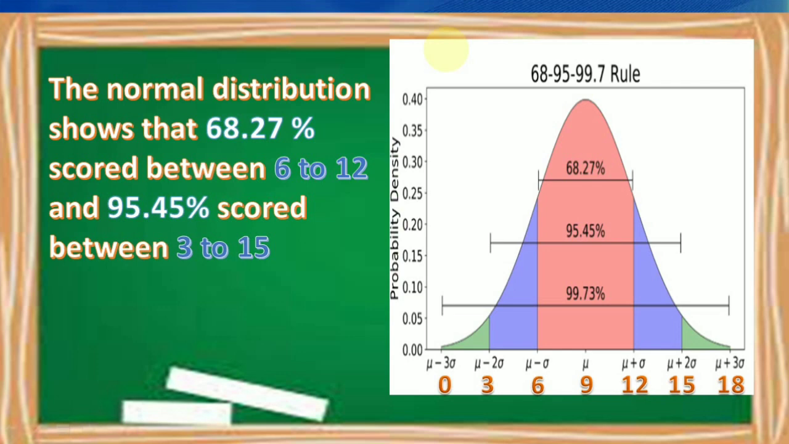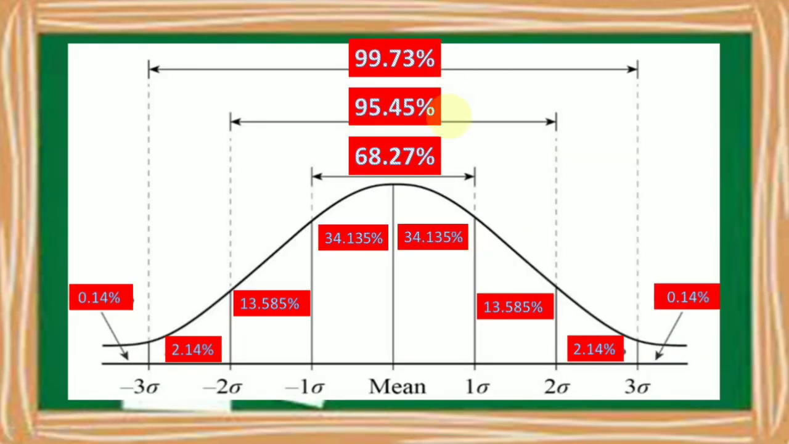The normal distribution shows that 68.27% scored between 6 to 12 and 95.45% scored between 3 to 15. We have here the figure of the normal curve divided into intervals with their corresponding percentages.